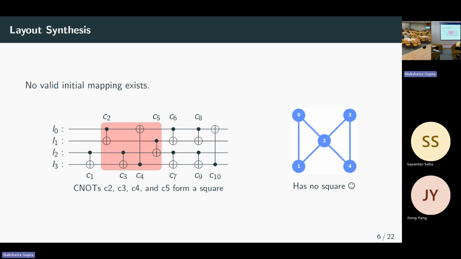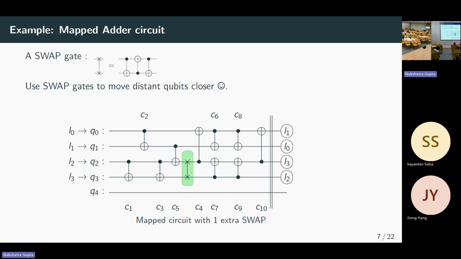So it turns out no matter where you map, you cannot actually schedule all the gates of this circuit because these 4 CNOT gates form a square. But our platform does not have a square. So it doesn't matter where we initialize logical qubits, we cannot schedule. So we use a swap gate.